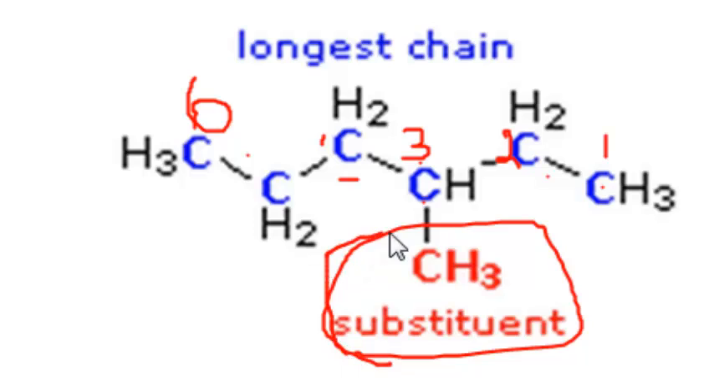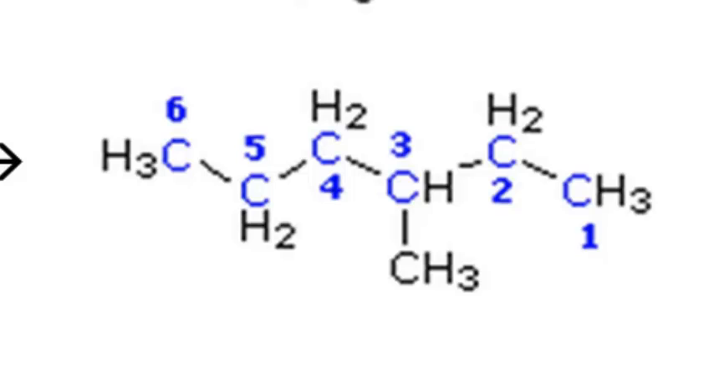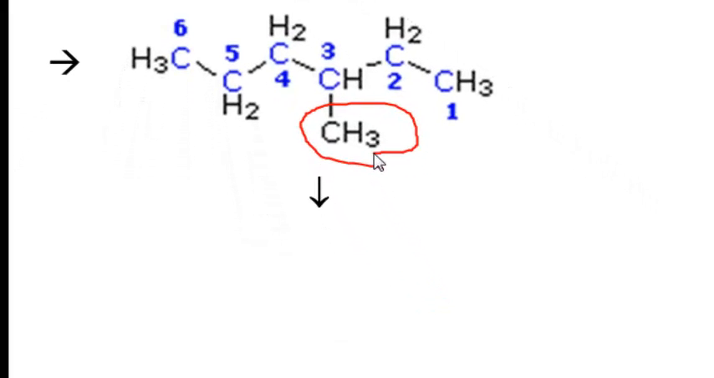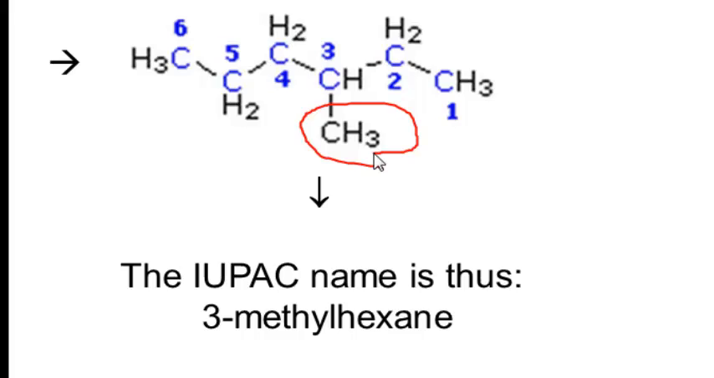So first we want to name the substituent, and the substituent has 1 carbon, so we call that a methyl because there's 1 carbon. And then we want to identify where it is, so we say 3-methyl. So the numbering should look like this with 1, 2, 3, 4, 5, 6, and our substituent is at number 3 in the parent chain. So the correct name for this would be 3-methylhexane. Let's do 2 more examples.